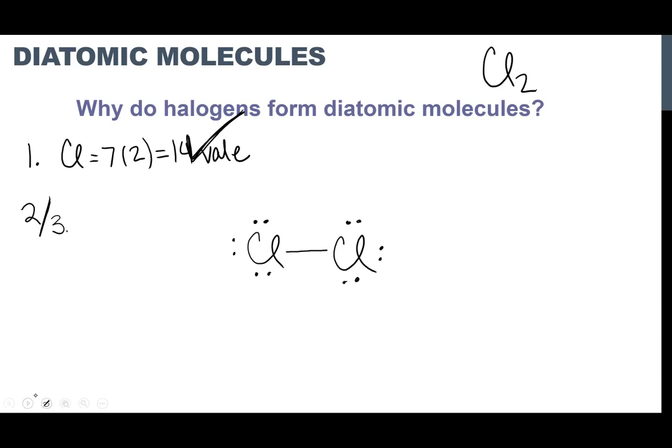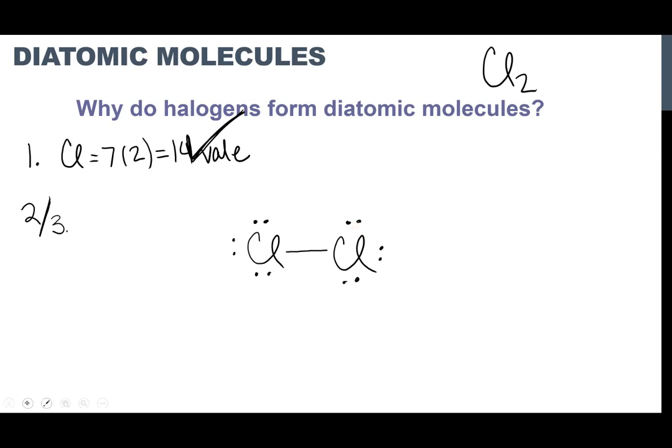Now I need to just make sure everybody's happy. So again, we're striving for octets here. We want 8 valence electrons for each atom. So if I look at this chlorine on the left, I have 1, 2, 3, 4, 5, 6, 7, 8. So he's happy. And same thing for this chlorine on the right. So this is the Lewis structure for Cl2.